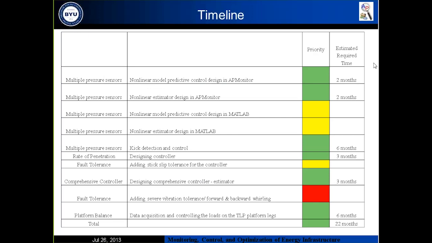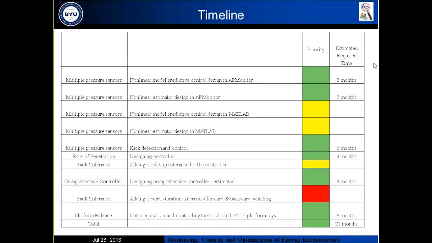So for my timeline, I said that my goals have 3 priorities. The green ones are my first priorities. That's, for example, designing the multi-predict controller, estimating using APMonitor, heat detection, and having the comprehensive controller. That will be my first priority. And also for the advanced deep water monitoring, again, data acquisition and controlling the loads. The second priority, I will do the same thing.